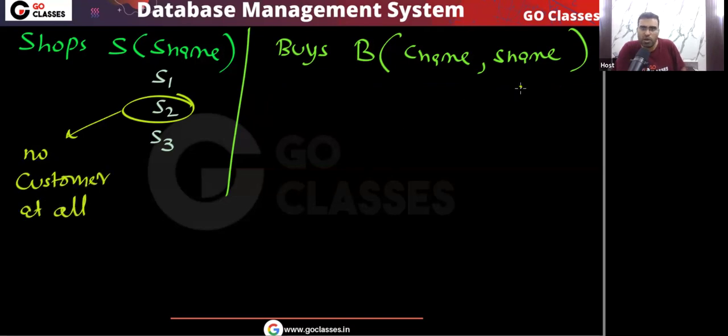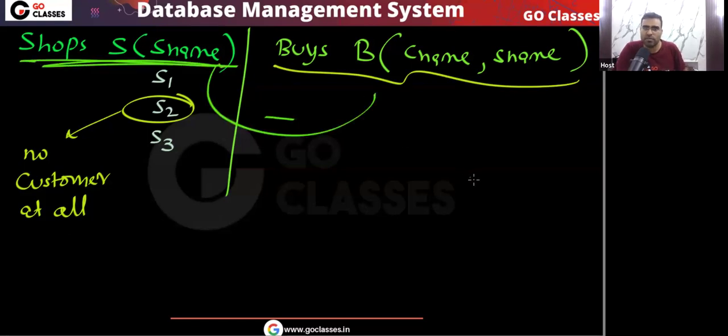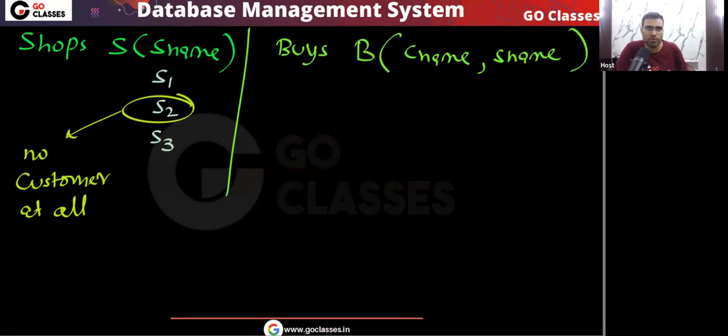Then can you have S2 in this buy table? You cannot have S2. Yes or no? So very simple point. What you do is find all the S names from this table, and then from this table you remove this. The names that you will get will be shops where there is no customer at all. Are you getting my point?